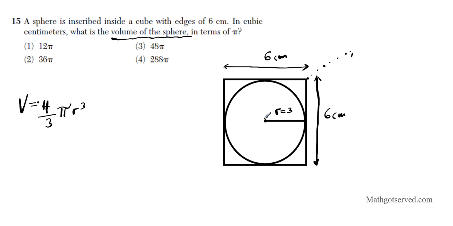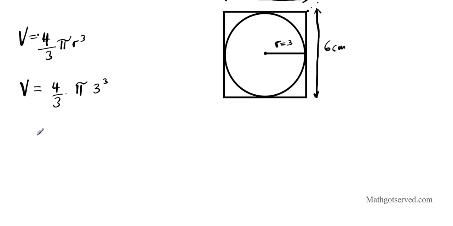So 3 is just half of the side length. Now, we know what r is. Guess what? We can figure out what the volume of the sphere is. So the volume of the sphere is simply going to be 4 thirds times pi times the radius, which is 3 cubed. 3 cubed is 3 times 3 times 3, which is 27. So we have 4 thirds times pi times 3 cubed, replace it with 27 over 1.